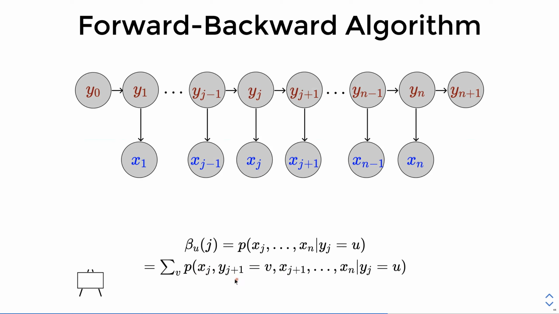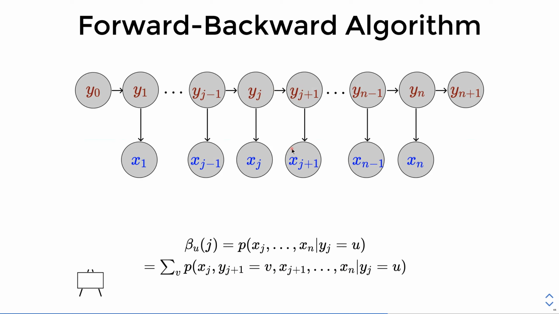So what about this? yj plus 1 takes the value v. How is this generated? From yj. So it seems that we need a transition parameter here to help us with the generation of this. And what about the rest? Remember, at this point, we have already generated xj and yj plus 1, which takes the value v. So let's look at xj plus 1.